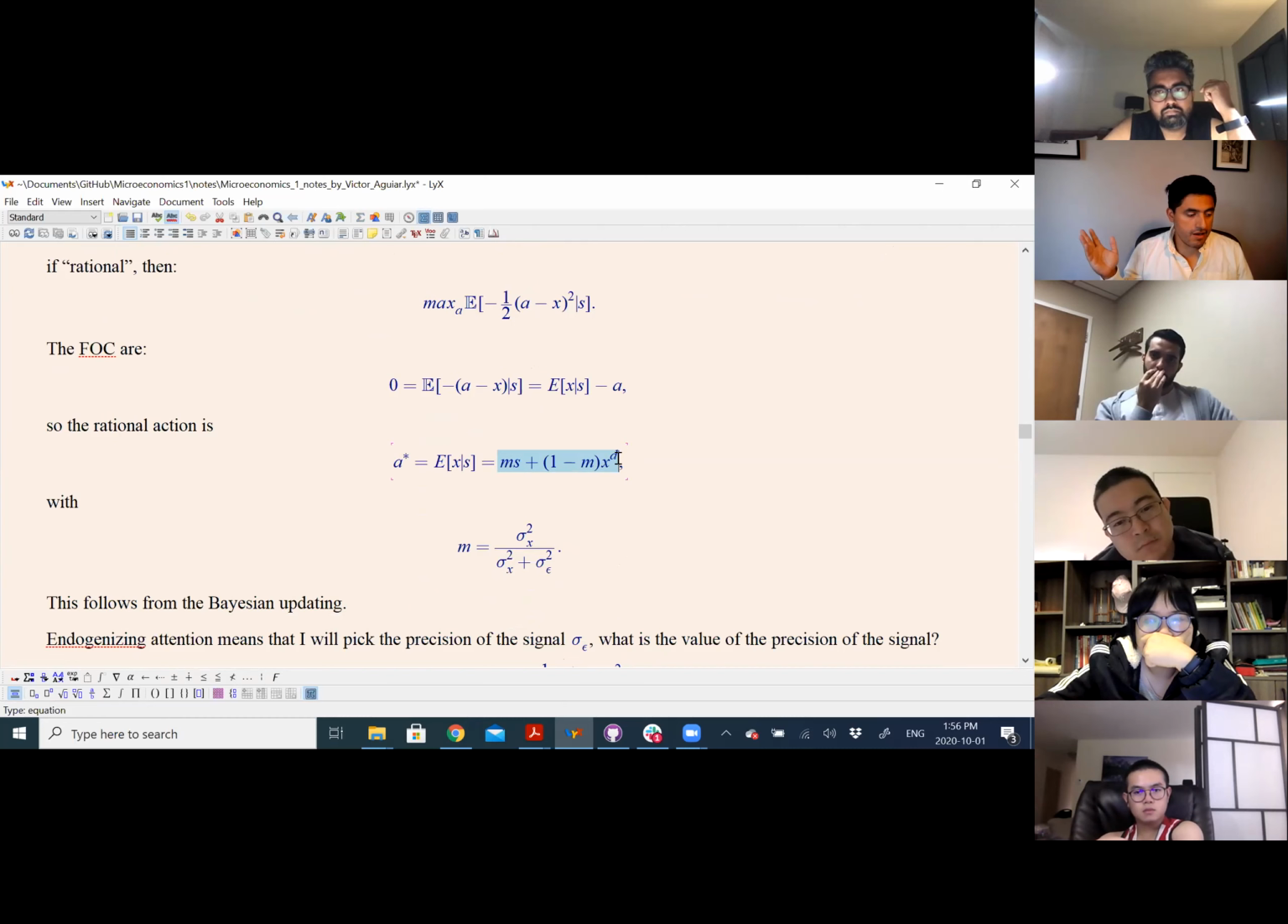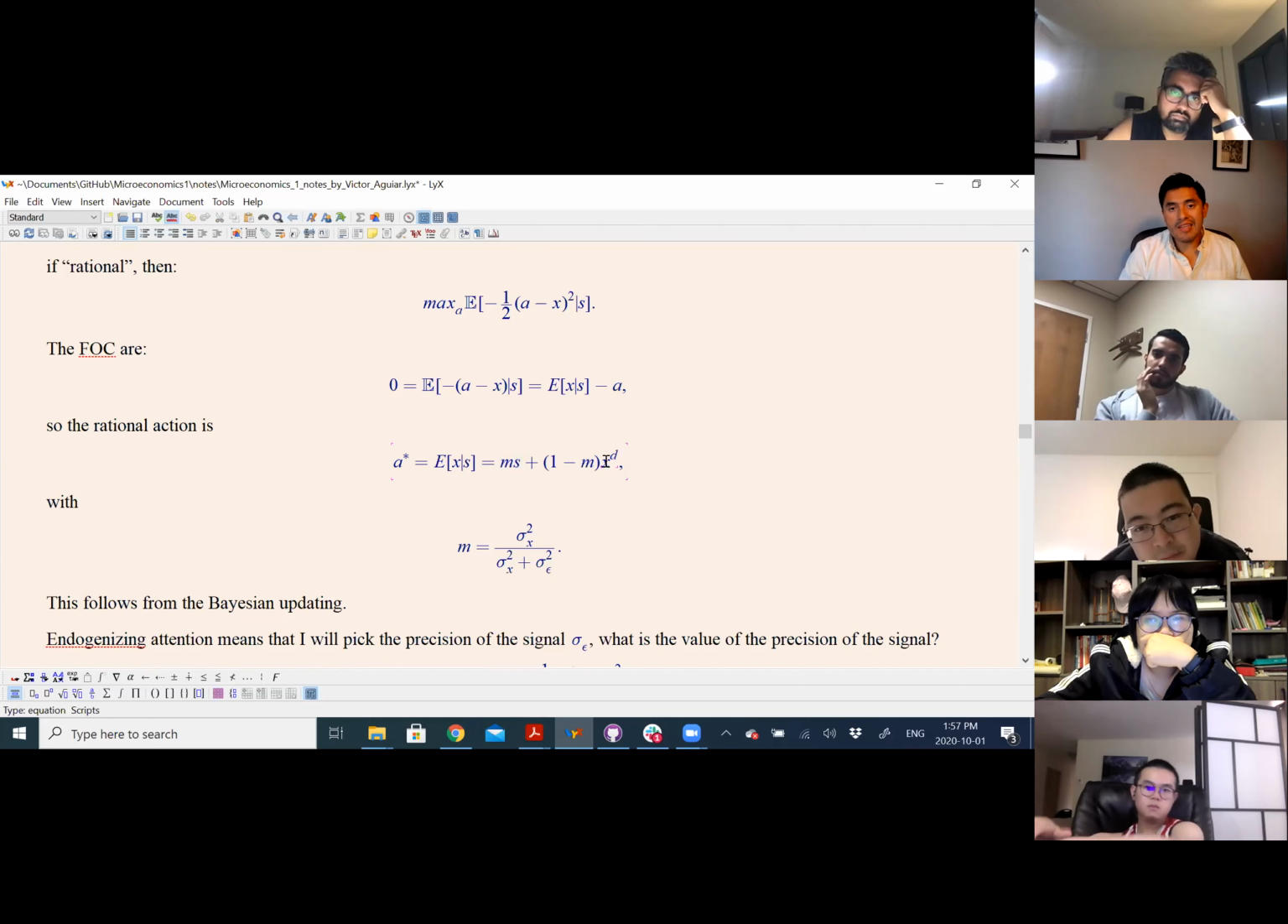Now, it turns out that by using Bayesian updating, I'm not going to derive it here because this is the work of your previous classes of probability, but this is just Bayesian updating 101. You get the following conditional expectation, which is M. We're going to use this notation because it's suggestive of the attention that we're studying. The signal plus 1 minus M, the mean of the true object.